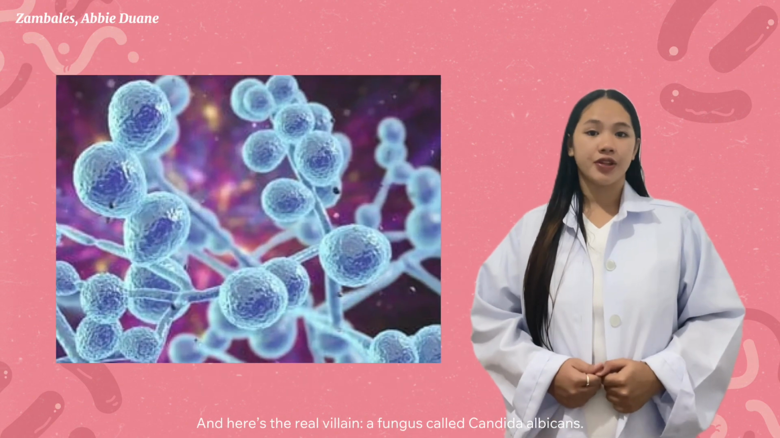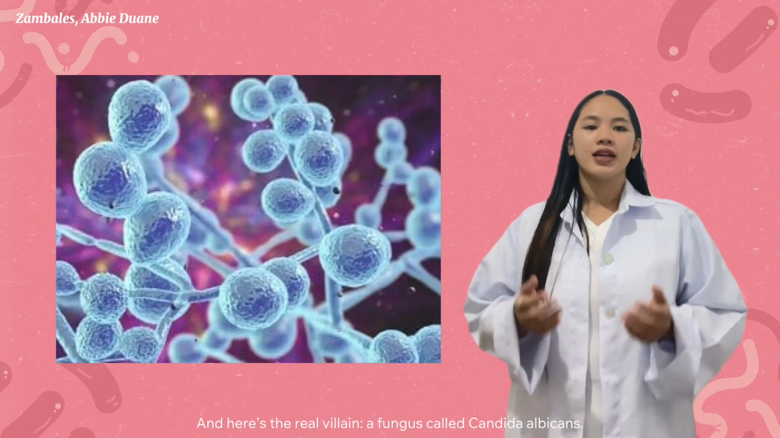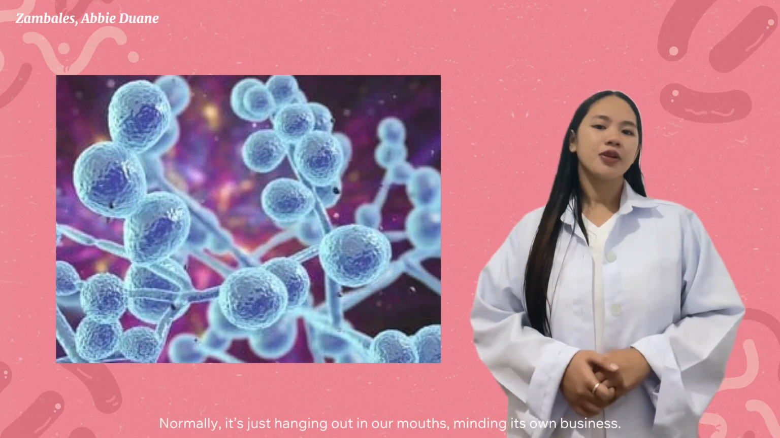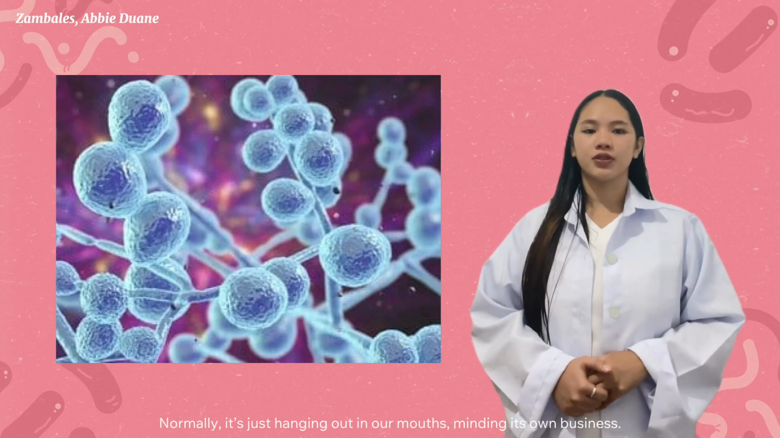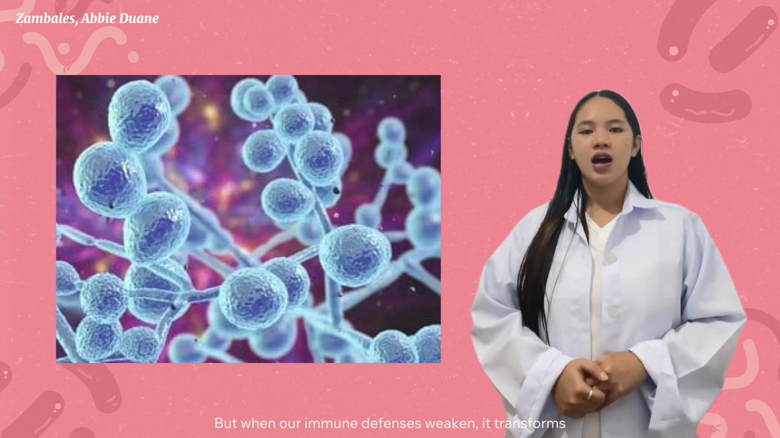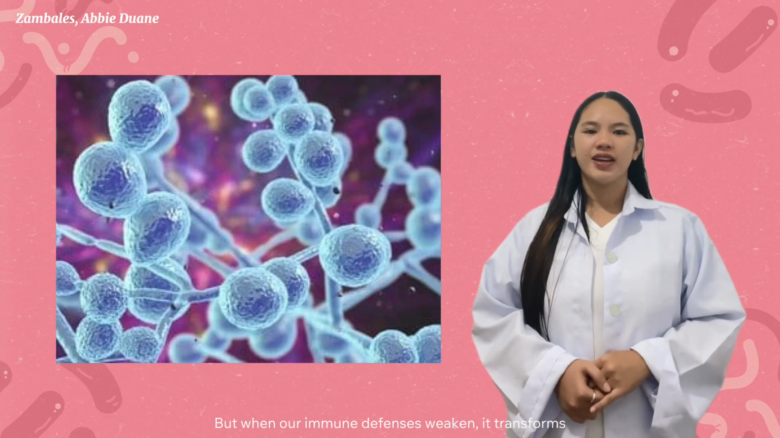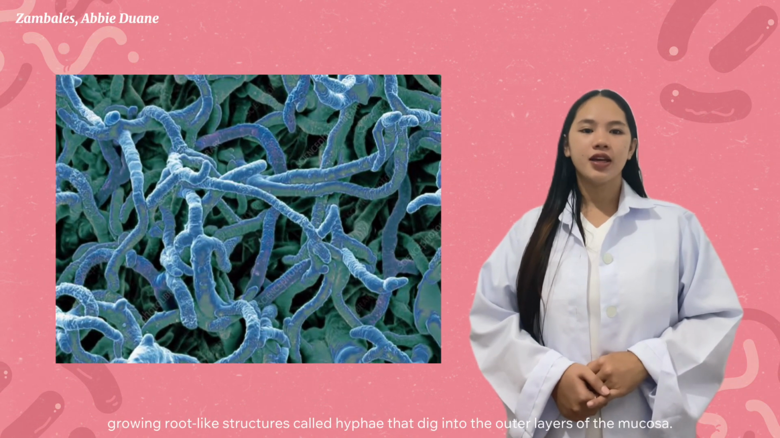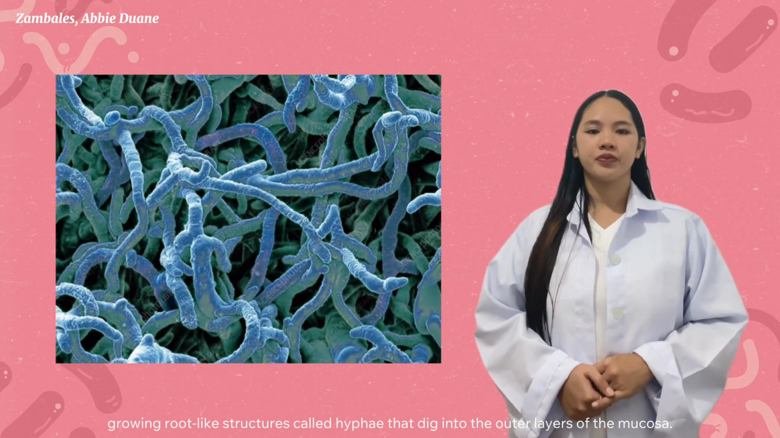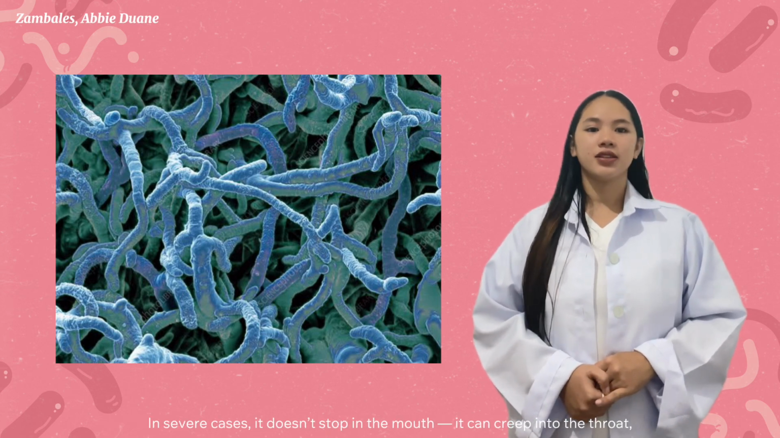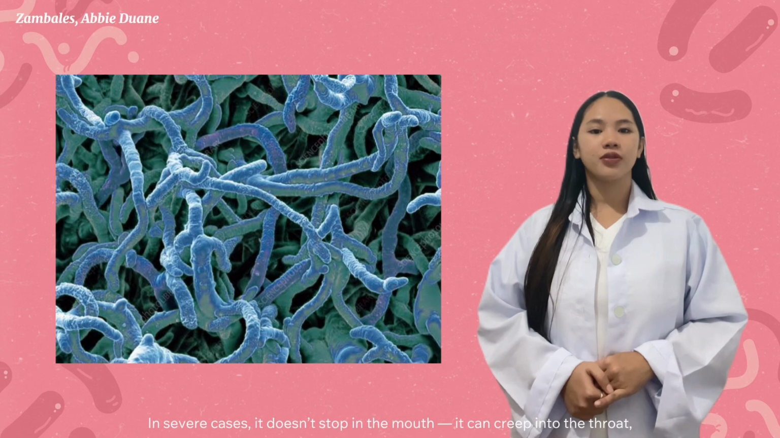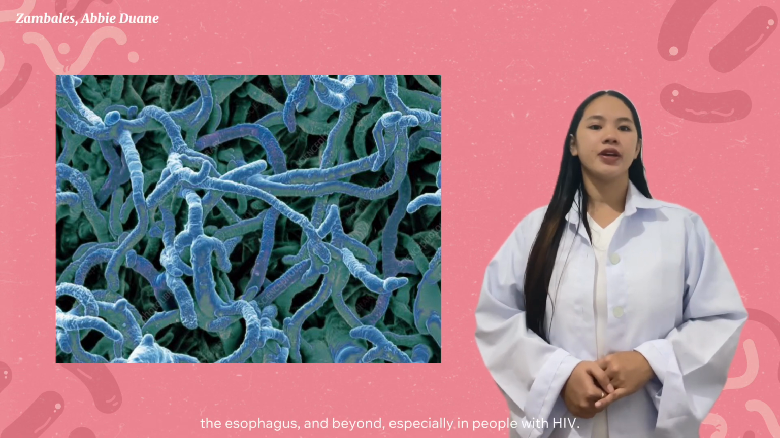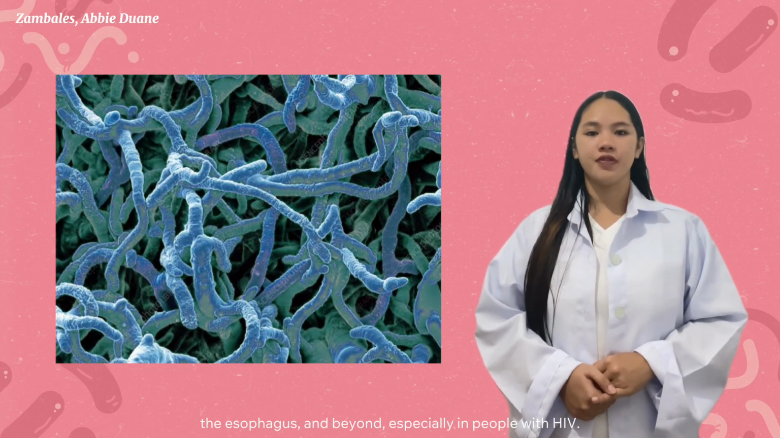And here is the real villain, a fungus called Candida albicans. Normally, it's just hanging out in your mouth, minding its own business. But when our immune defenses weaken, it transforms, growing root-like structures called hyphae that dig into the outer layers of the mucosa. In severe cases, it doesn't stop in the mouth. It can creep into the throat, the esophagus, and beyond, especially in people with HIV.